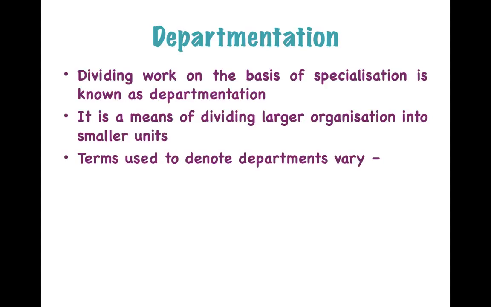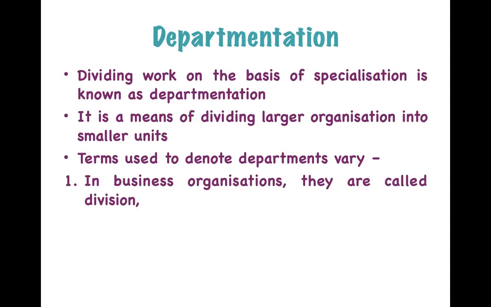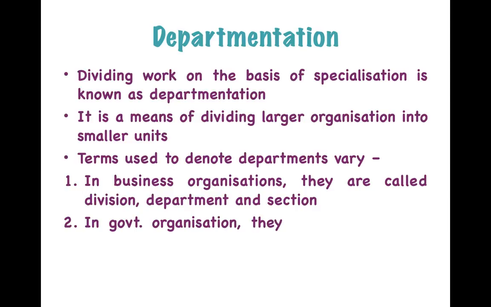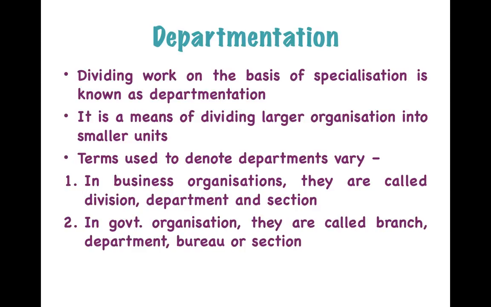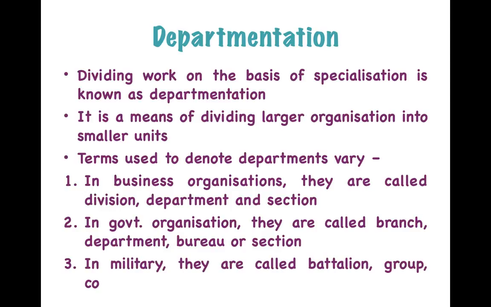Now, terms used to denote departments can vary from organization to organization. For example, in a business organization, they are called divisions, departments, or sections. Whereas in government organizations, they can be called a branch, a department, bureau, or section. And in the case of a military organization, they can be called battalion, group, or company. So departments vary from organization to organization.